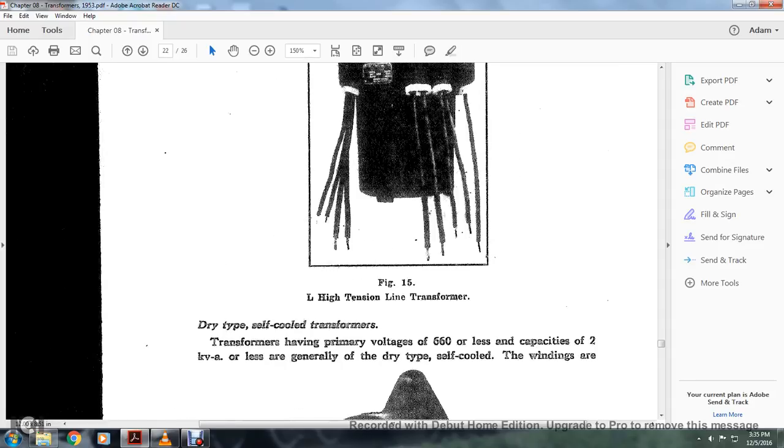Figure 15, a high tension line transformer. Dry type self-cooled transformer, primary voltage 660 volts or less, capacity of 2 kilovolt amperes or less, generally the dry type self-cooled. The windings are.